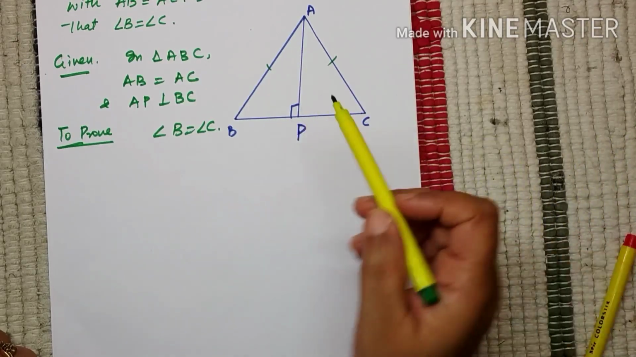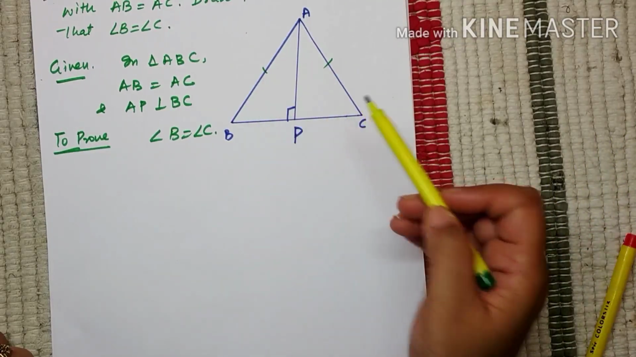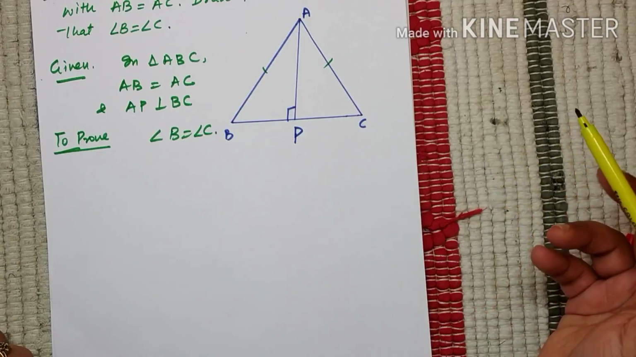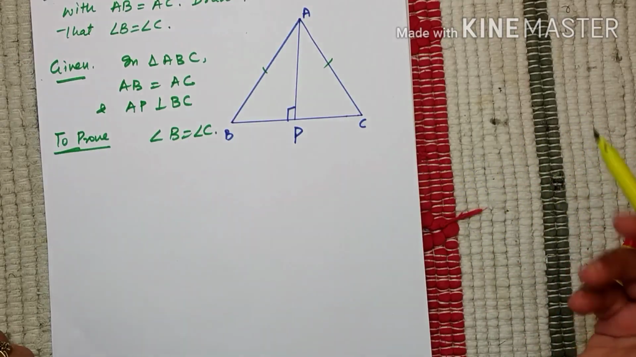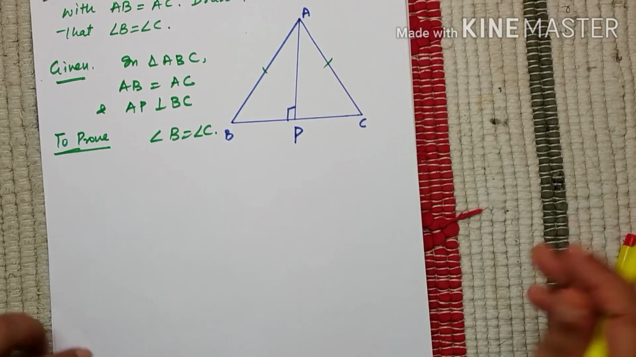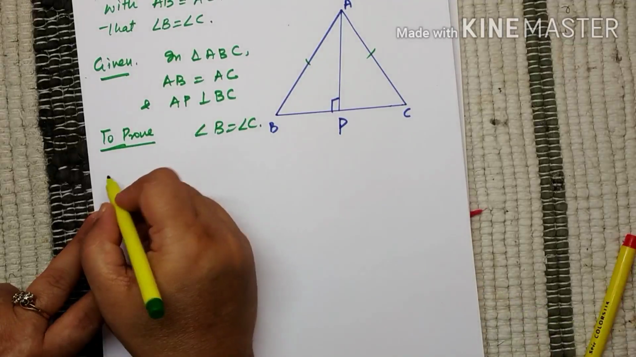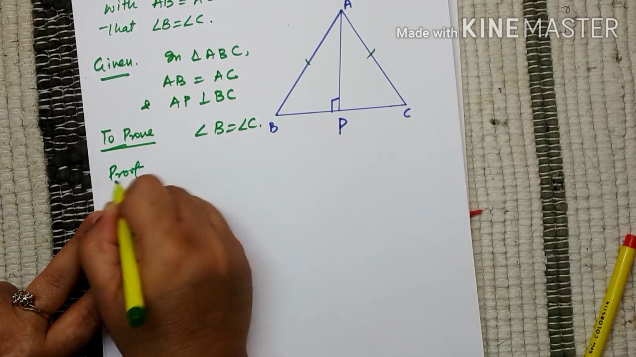The general mistake the students do is, AB is equal to AC, therefore these angles are equal. But this is given, AB equal to AC, and he is asking you to prove the angles equal. That means he is asking you to prove this result. So you cannot use this result in the solution. So how do we prove this?